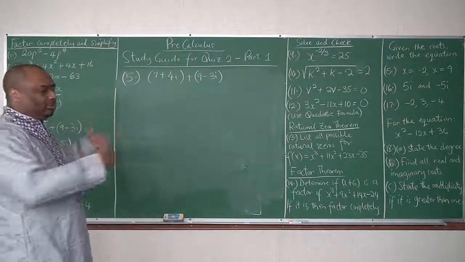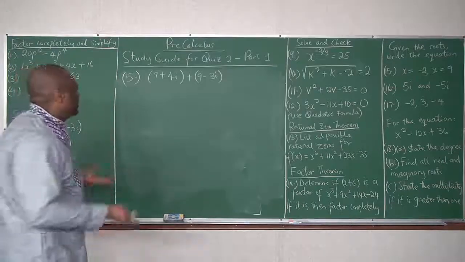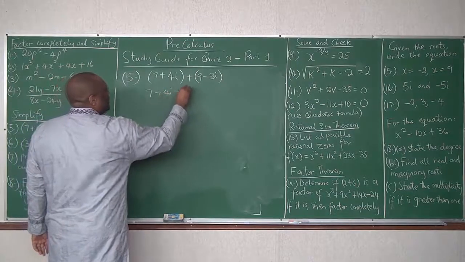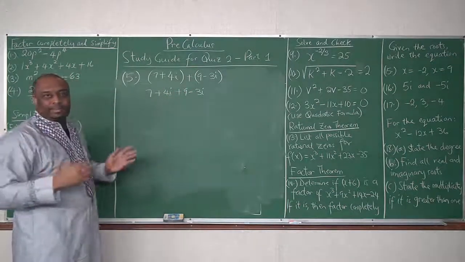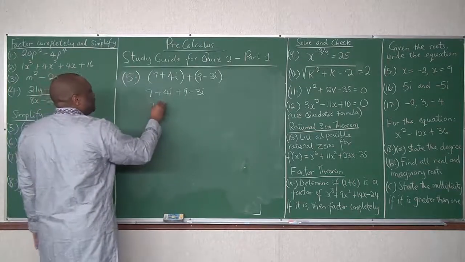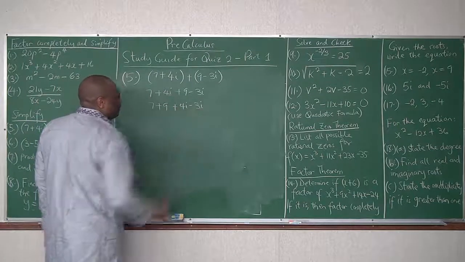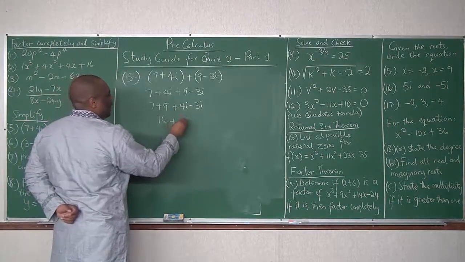So let's remove the parentheses. Let's expand it. This is 7 plus 4i plus 9 minus 3i. Let's get the like terms. This is 7 plus 9 plus 4i minus 3i. Okay, and this will be what? 16 plus i.